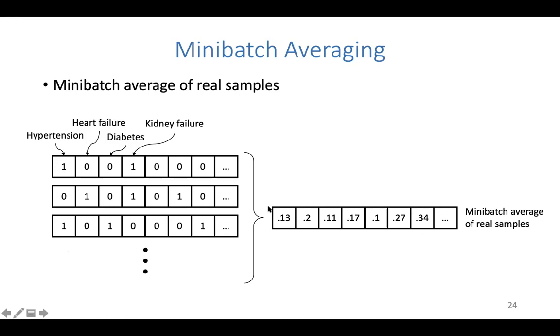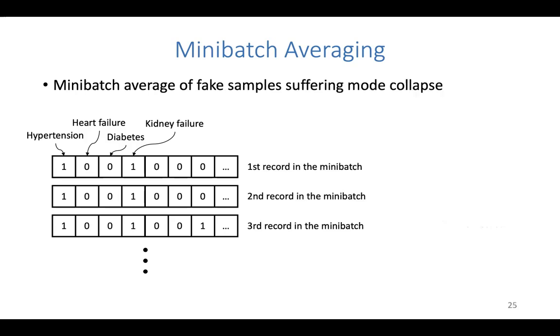So you can say that with a large enough randomly sampled mini batch, this represents the occurrence probability of hypertension. For example, there is a 13% hypertension occurrence probability in this data set, and there is a 20% occurrence probability of heart failure in this data set, and so on and so forth. So this is what happens when you take an average across the entire mini batch filled with real samples.